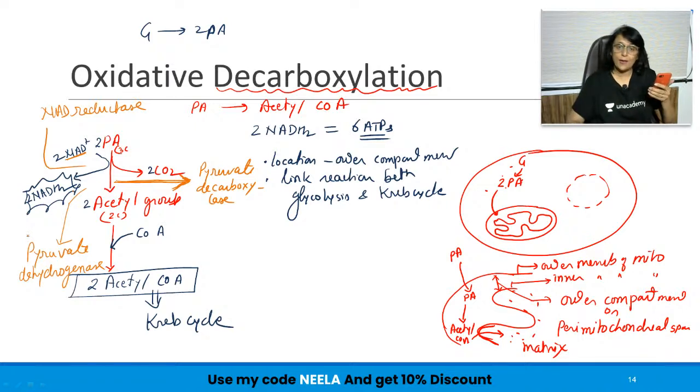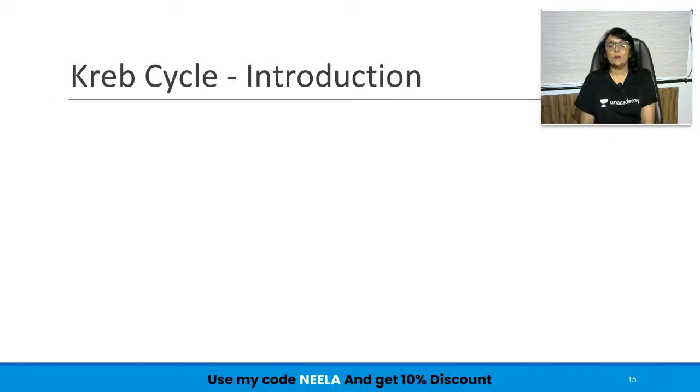It is coming from pyruvate. So pyruvate is losing hydrogen. So we call it pyruvate dehydrogenase. So if you understand the process, you can write down the names of the enzymes. Clear so far? This is the link reaction, oxidative decarboxylation. Now, let us come to Kreb cycle.